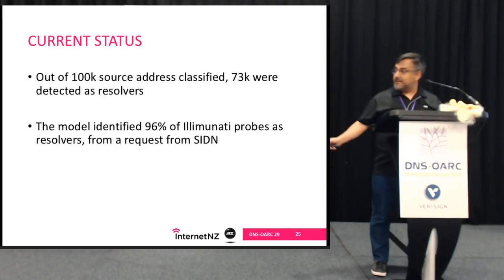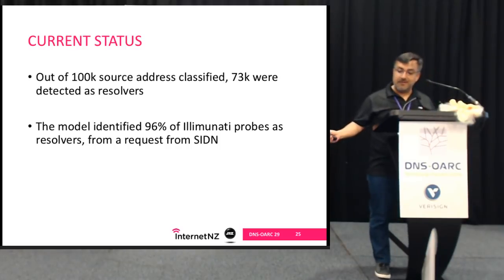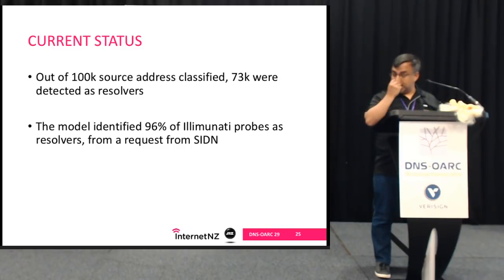So we used new data, and out of 100,000 different source addresses, we identified that 73,000 of them were resolvers of some type. And we were talking to Moritz Mueller from SIDN. So Moritz was sitting there yesterday, now he's there. We were talking about different topics, like we used the Illuminati probes for this. And this is a list of addresses, you can go and check them. We checked them with the model, and 96% of them were identified as resolvers, which was an unexpected and great result.